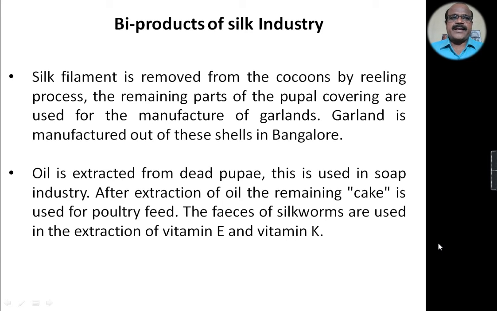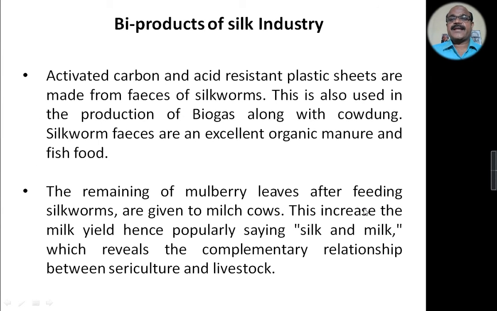After the oil is extracted, the cake that remains is useful in the poultries as food. And even the feces of the silkworm, see, silkworm feces are used in the extraction of vitamin E and vitamin K. This is another byproduct of silk industry.